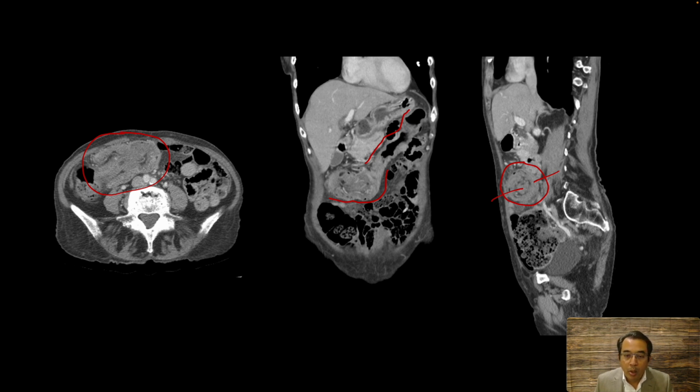There is no evidence of bowel obstruction, so this intussusception is likely an incidental finding for this patient and not the cause of her abdominal pain.